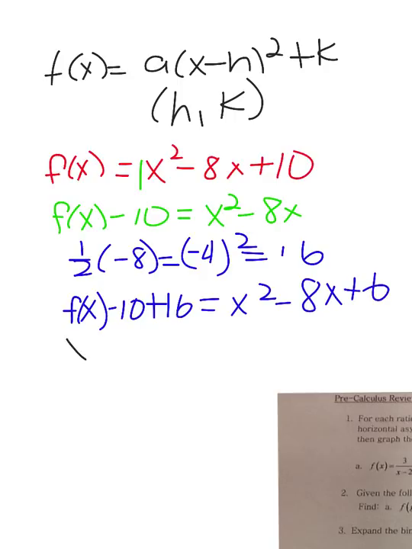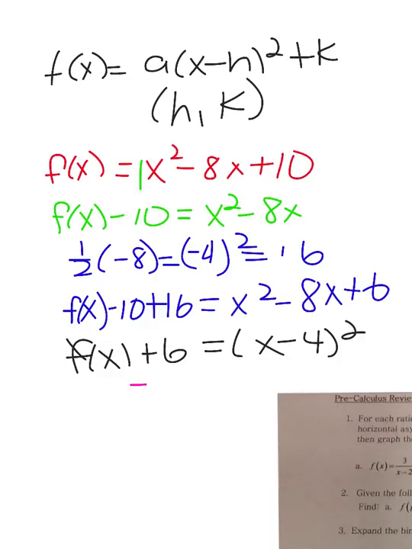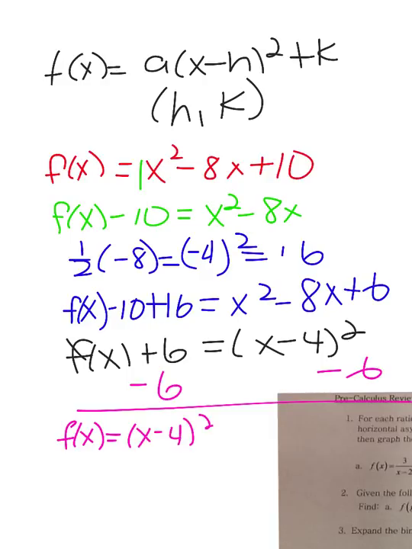So then I get f of x plus 6 equals x minus 4 squared. So then I minus 6 from both sides, and I get f of x is equal to x minus 4 squared minus 6. So my vertex is positive 4, negative 6. Okay, so let's take a look at B.